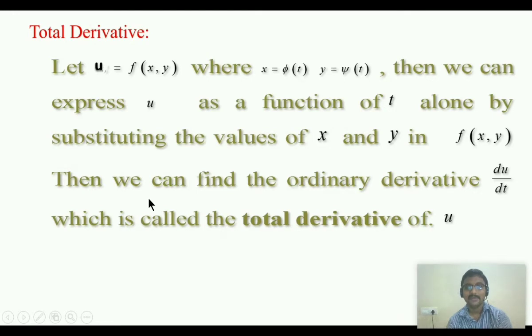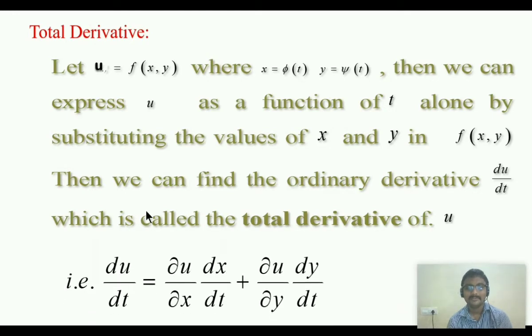The formula for total derivative is given by du by dt is dou u by dou x into dx by dt plus dou u by dou y into dy by dt. So it is the formula for total derivative.